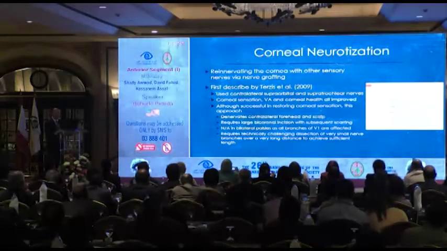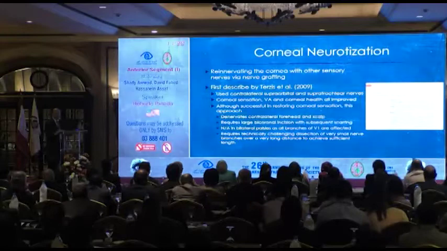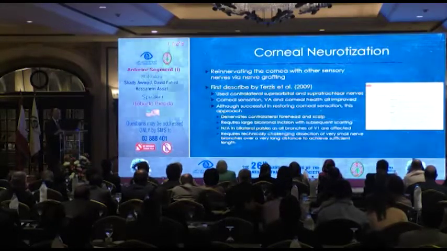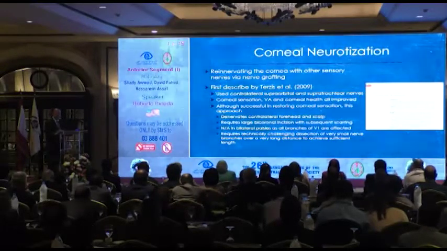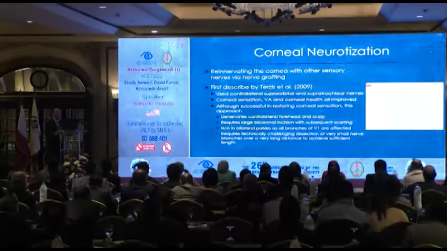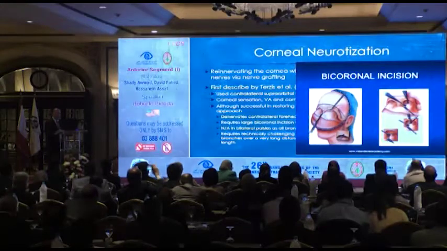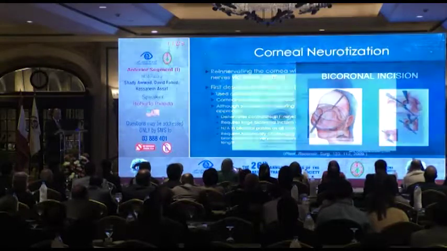It basically used the contralateral supraorbital and supratrochlear nerves to provide innervation to the contralateral side. In this paper, basically all patients had improvement in corneal sensation, visual acuity, and corneal health. The problem with this technique is that it de-innervated the contralateral forehead and scalp. It required a large bicoronal incision, was not applicable in bilateral palsies, and was a very challenging technique. Bicoronal incisions, for those of you who don't know, involve a large flap with a large scar that's created, as shown here.